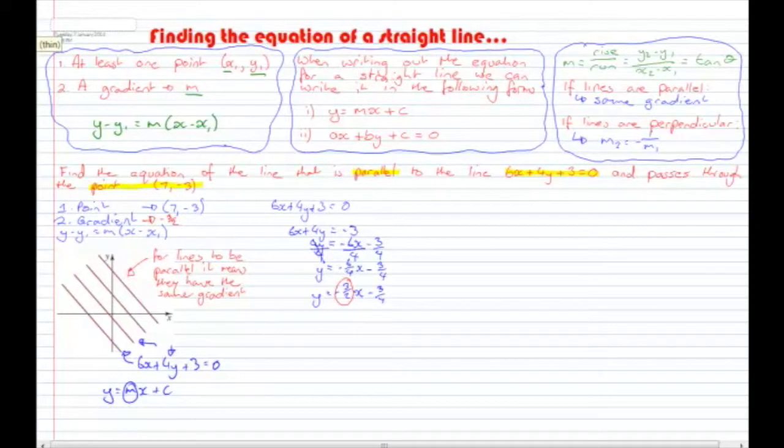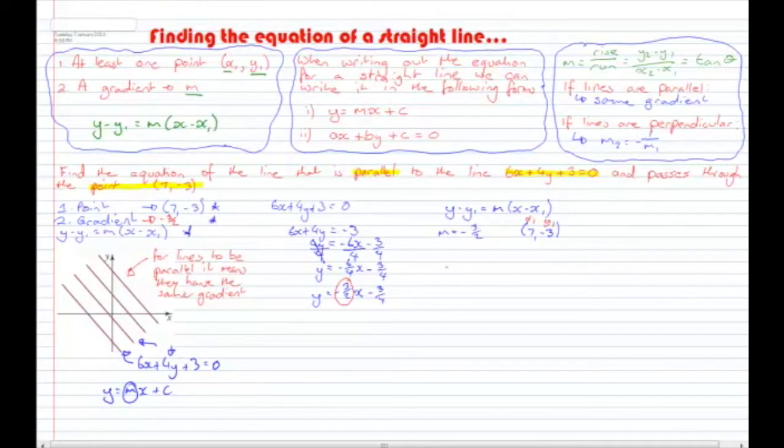Now all I need to do is substitute these two pieces of information into this formula. So let's do that over here. I've got y minus y1 equals m bracket x minus x1. Alright, write out my pieces of information. So I've got m is equal to negative 3 on 2, and my point is equal to 7, negative 3, and we'll call this one x1 and this one y1.